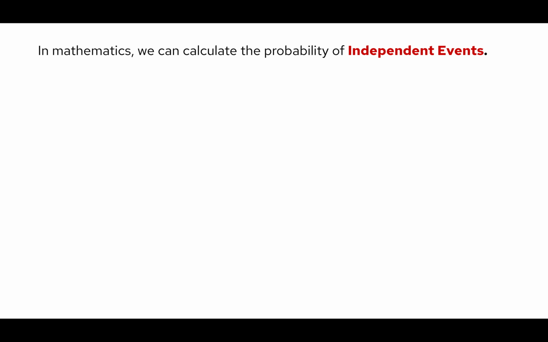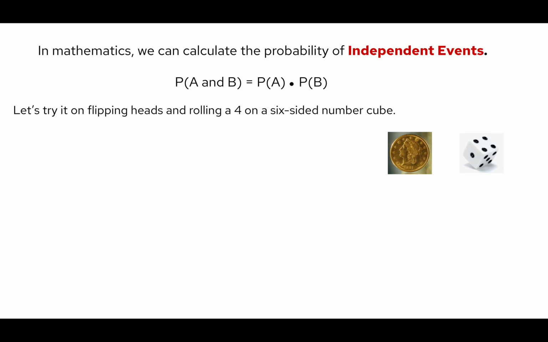Well, in mathematics, we can calculate the probability of independent events. And we can do that by using a formula, which is the probability of A and B. We write the probability of A and B as the probability of A multiplied by the probability of B.